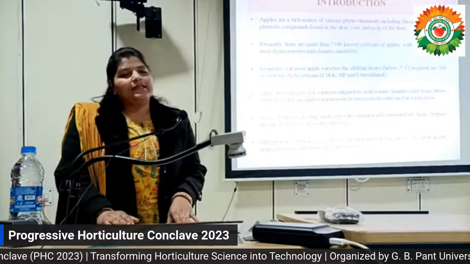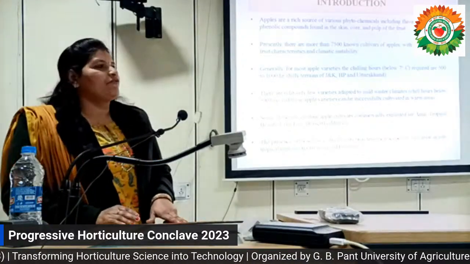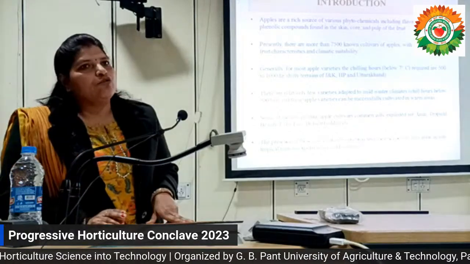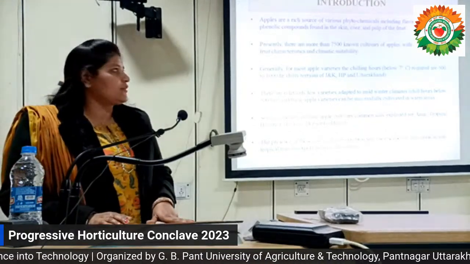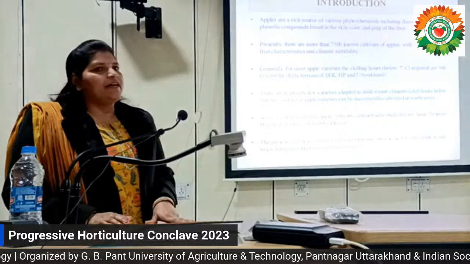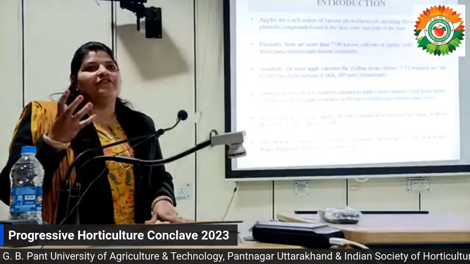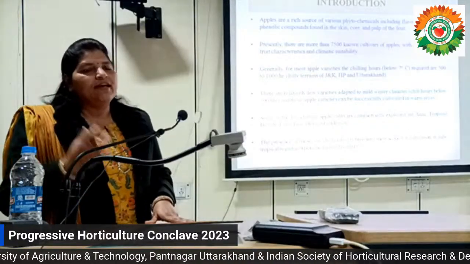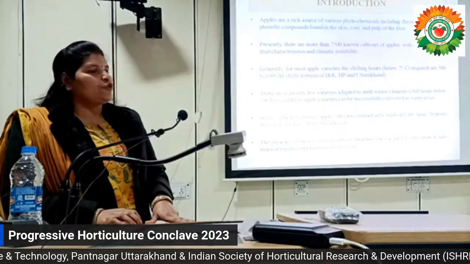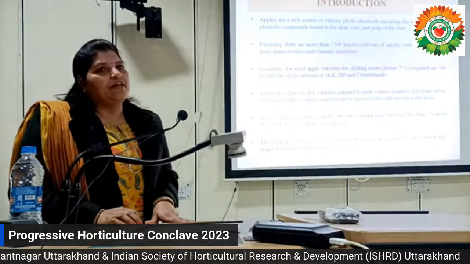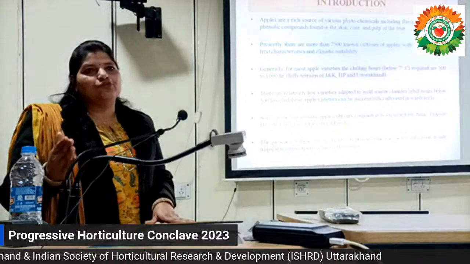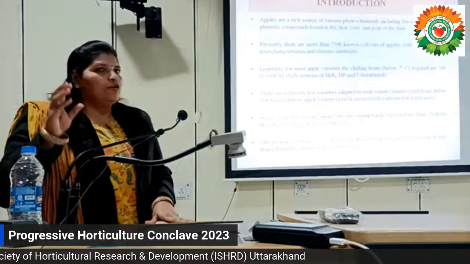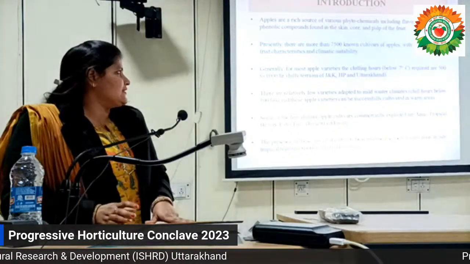And presently there are more than 7,500 cultivars which are widely grown in each and every part of the country. Most of the varieties of apples, when we think of apple, we think of a red apple. And these varieties are confined to the areas which have 500 to 1000 chilling hours, meaning low temperature below 7 degrees Celsius.